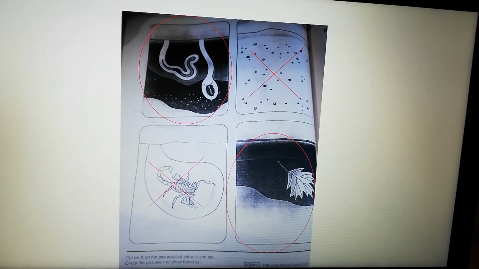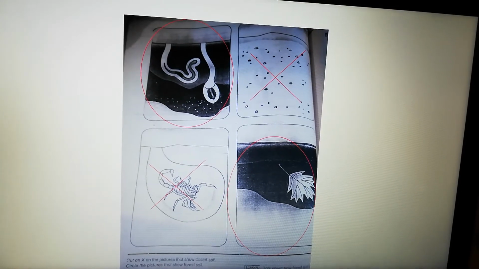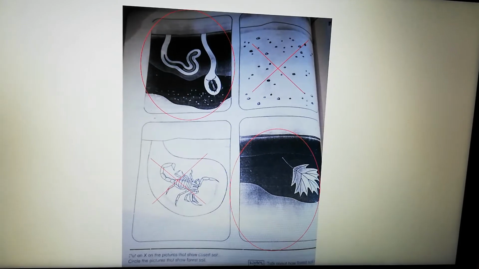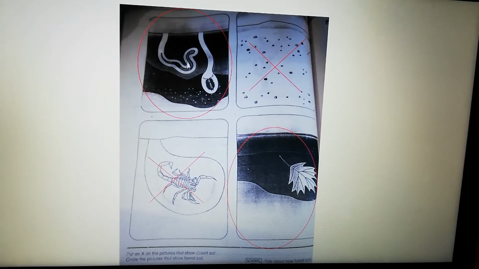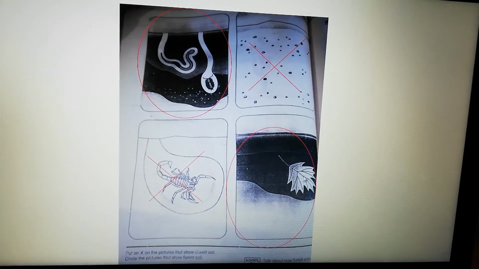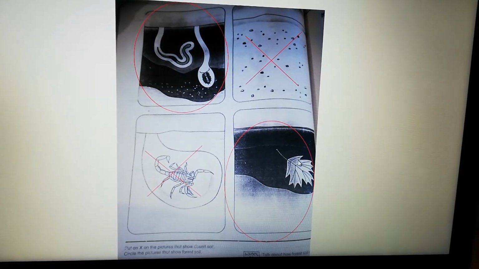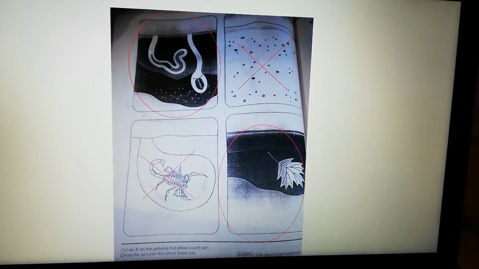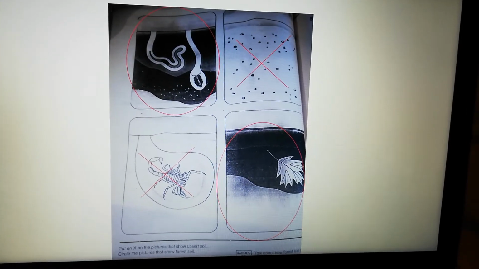While they are asking you to circle the pictures that show the forest soil. So in the forest, you will see in the soil earthworm, some insects, and some dead leaves that are falling on the ground. So this is page 174 in your books.